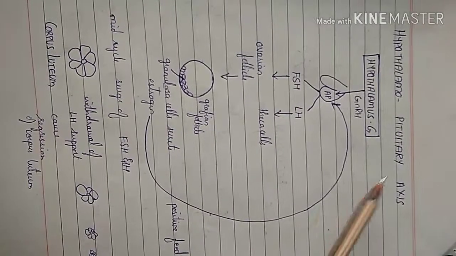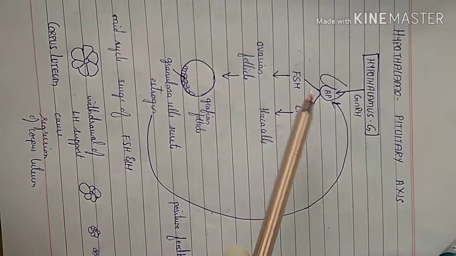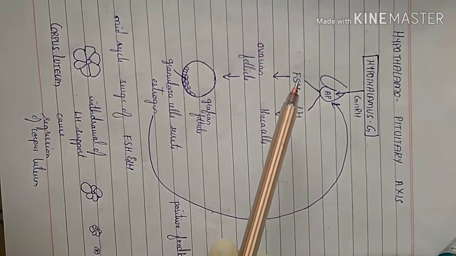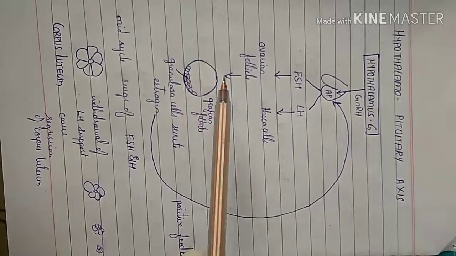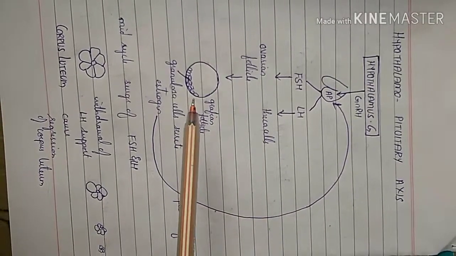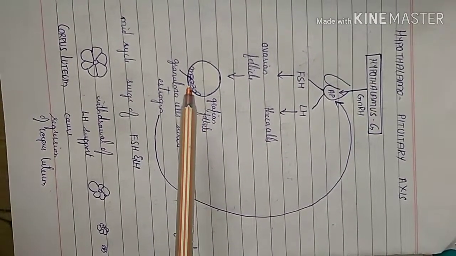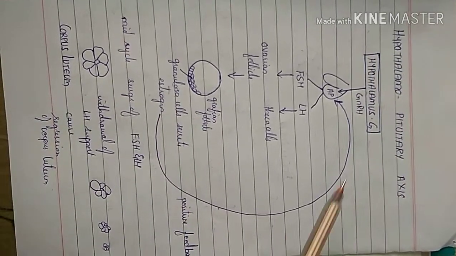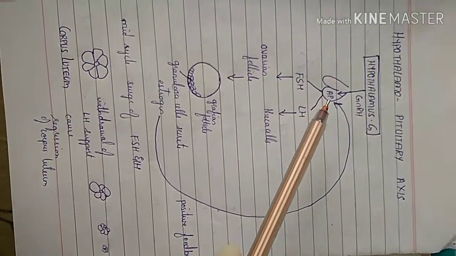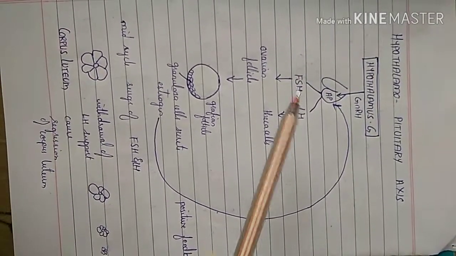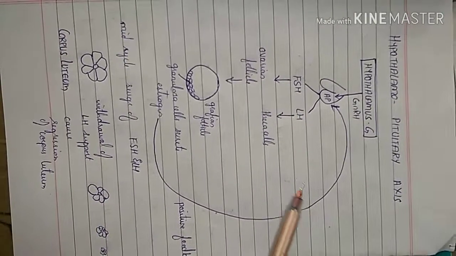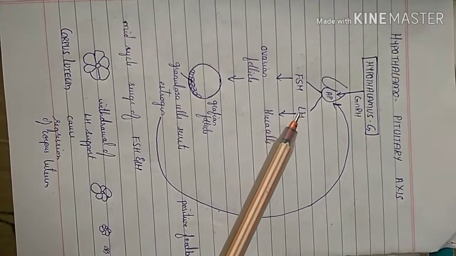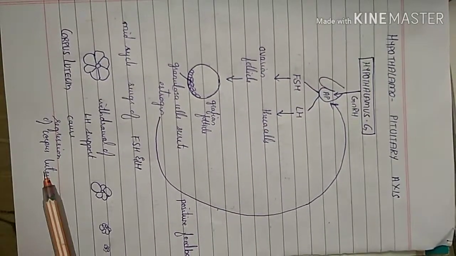So, in short, GnRH is released from the hypothalamus. It acts on the anterior pituitary. FSH and LH are released. FSH acts on the ovarian follicle. It causes enlargement of the ovarian follicle, finally formation of the Graafian follicle. Then granulosa cells release estrogen. Estrogen gives a positive feedback to the anterior pituitary that causes the FSH and LH surge. This causes ovulation, then finally formation of the corpus luteum. Withdrawal of LH support causes regression of the corpus luteum.